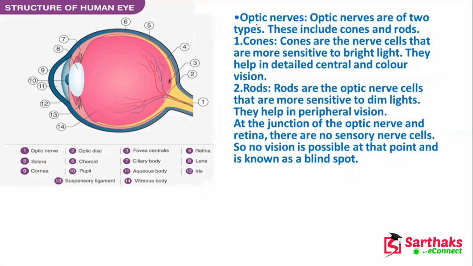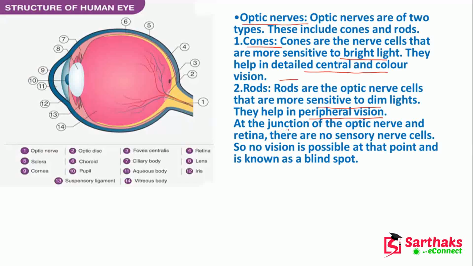Now, optic nerves. So, there are two types of cells. This includes the cones and rods. Already I have told you, these cones are nerve cells that are most sensitive to bright light, and rods are sensitive to dim light. Cones help in detailed central and color vision. And rods help in peripheral vision.